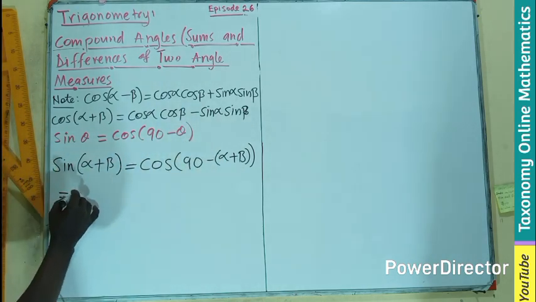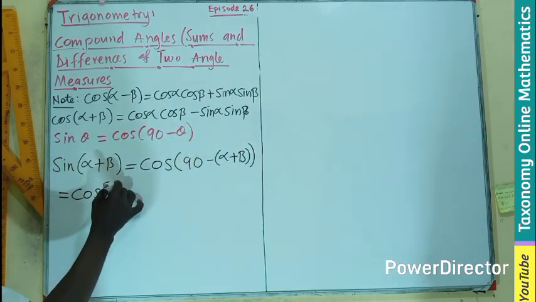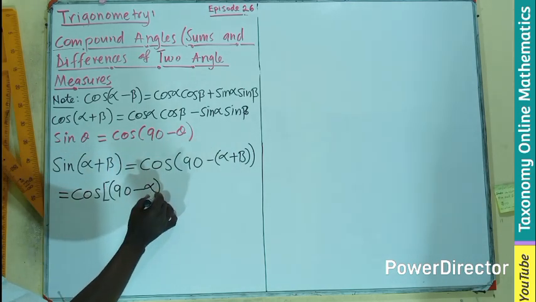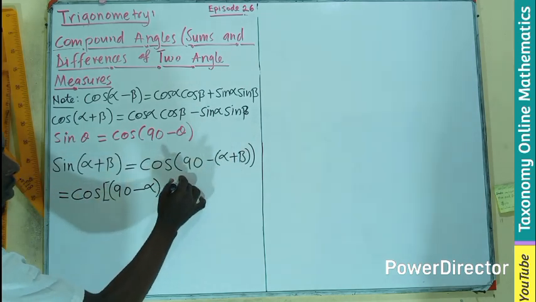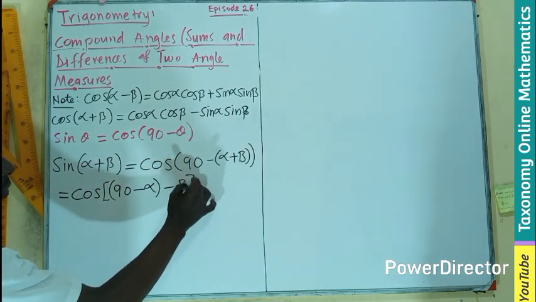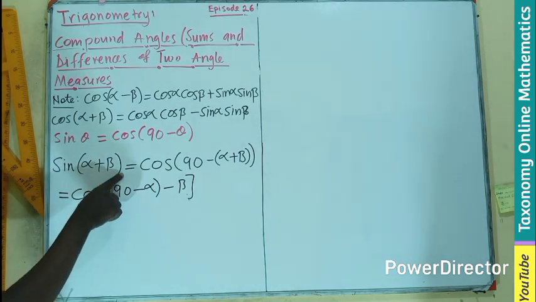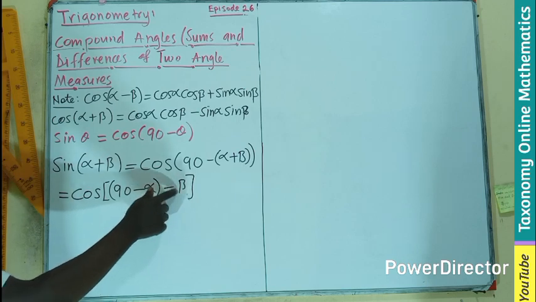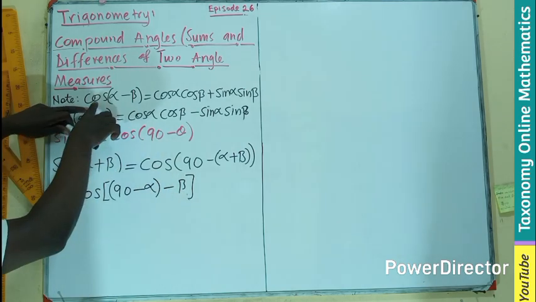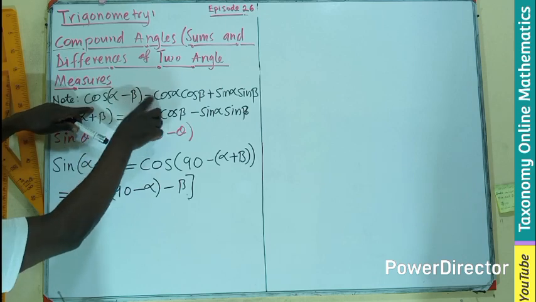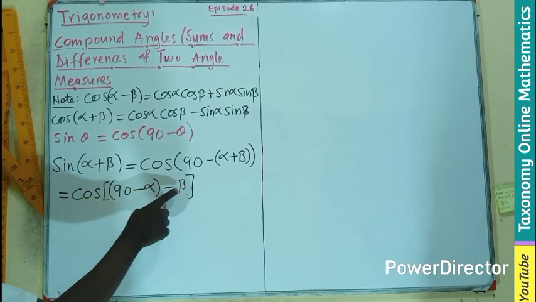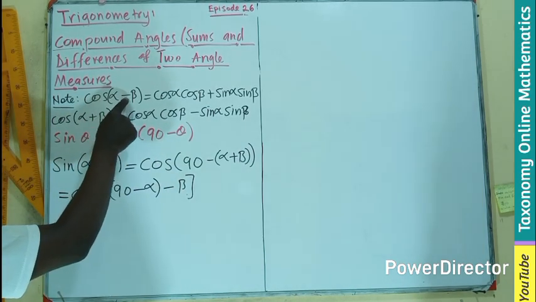So let's maintain that and expand this bracket to be the cos of 90, negative will follow to give you alpha. This negative will also affect that to give you beta. So this sine of the sum is equal to the cos of 90 minus alpha minus beta. But what did we learn about the subtraction of a cos? This is what we've learned here. You can see cos, first angle, second angle.